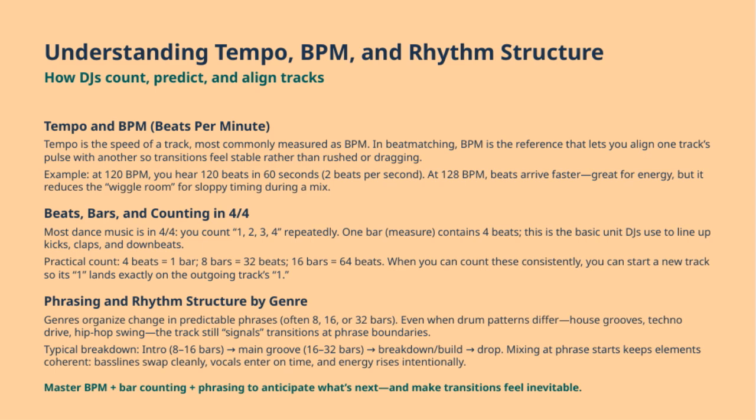Moving on to phrasing and rhythm structure, most genres organize changes into predictable phrases. Think of 8, 16, or 32 bars. Even if drum patterns differ, say house grooves, techno drives, or hip-hop swings, the track still signals when it's time to transition at these phrase boundaries. A typical breakdown might be an intro of 8 to 16 bars, followed by the main groove for 16 to 32 bars, then a breakdown or build-up leading to a drop. Mixing at the start of these phrases helps keep elements coherent. Bass lines swap cleanly, vocals come in on time, and the energy builds intentionally.